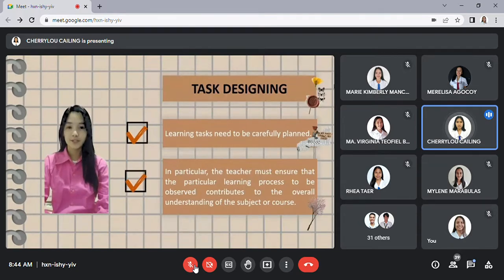So let's proceed to task designing. In task designing, learning tasks need to be carefully planned. In particular, the teacher must ensure that the particular learning process to be observed contributes to the overall understanding of the subject or course. As a teacher, you are not just designing tasks for the sake of doing so. It has to be well thought out and well planned.